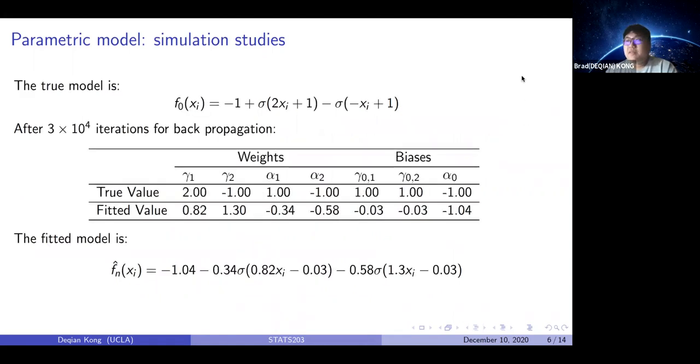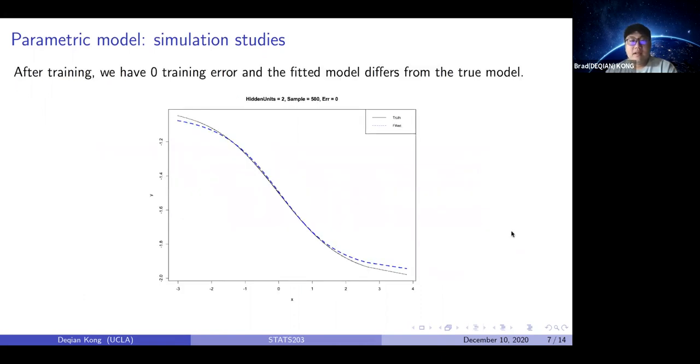After around 30,000 iterations, I got the estimated F hat. From this chart, we can see it's a lot different from the true model. I also gave a plot of these two models in the next slide. Next slide, please. At this time, we have exactly 0 training error, which means this model has done its best to fit the data, but still cannot get the true model even in this extremely simple case. So basically, the parametric model is an inconsistent estimator, right? Next slide, please.